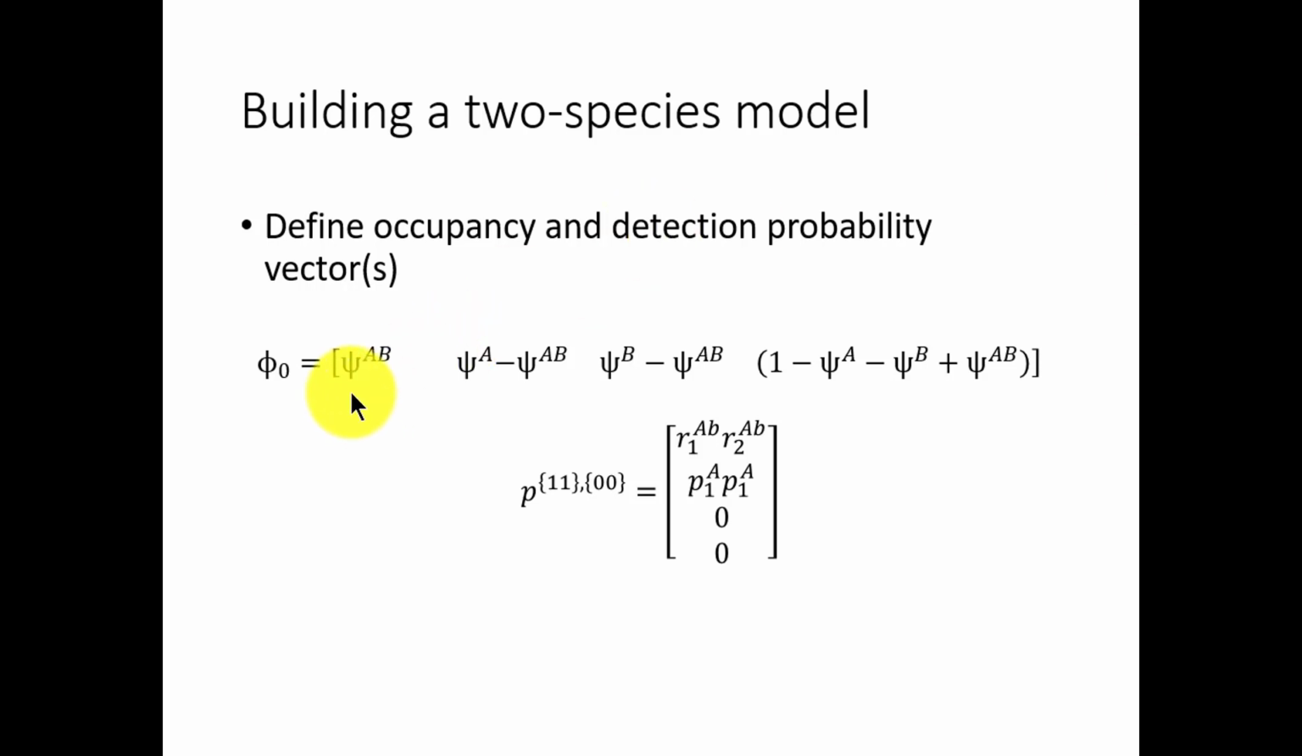For occupancy state AB, here are the probabilities of detecting species A and not B on survey 1 and 2. For the occupancy of species A only, here are the probabilities of detecting species A when only species A is present on survey 1 and 2. For this encounter history, it is not possible to have occupancy of species B only, so detection is 0 for this state. Likewise, it is not possible for the site to be unoccupied, so p is 0.